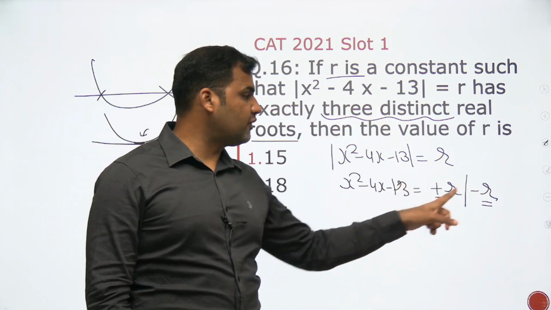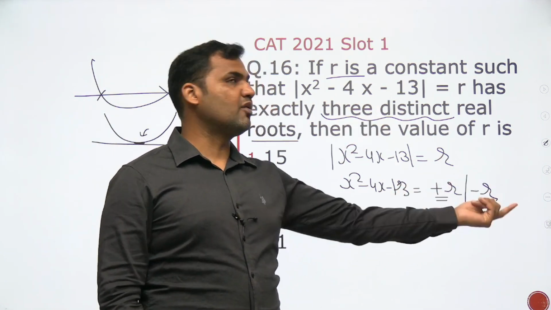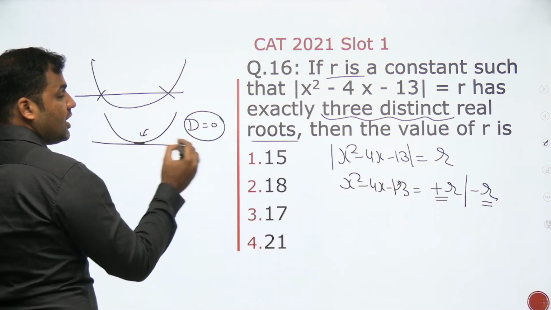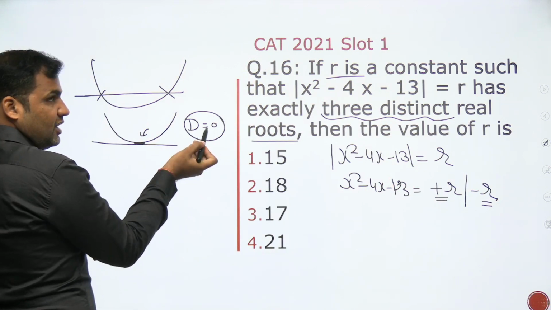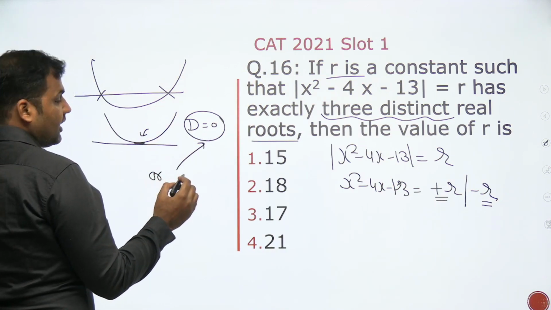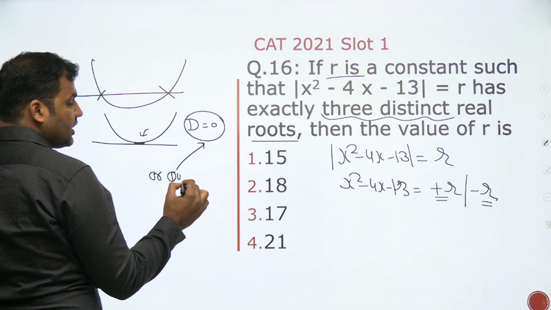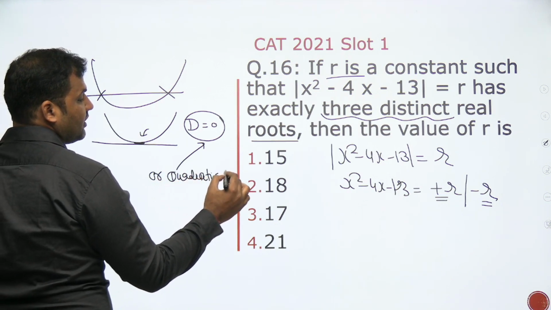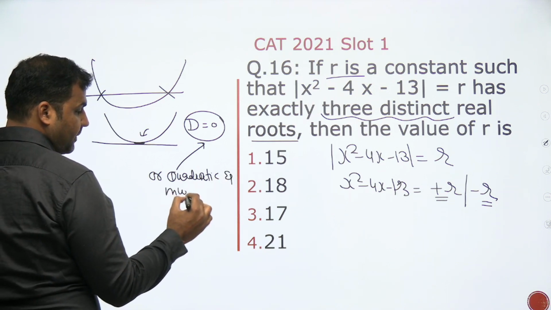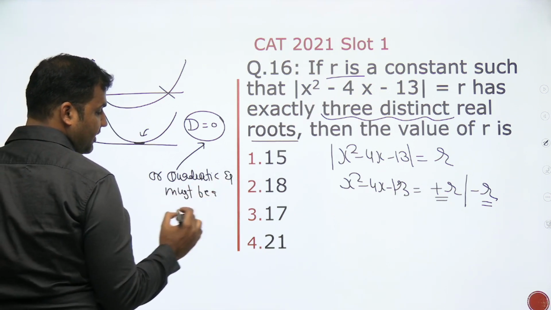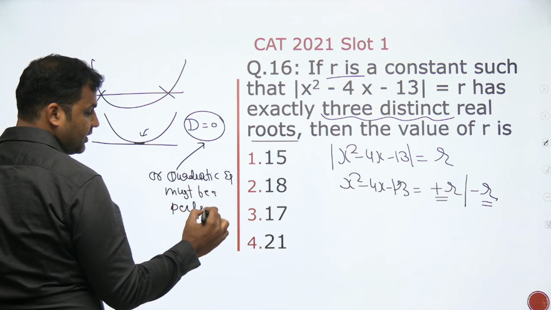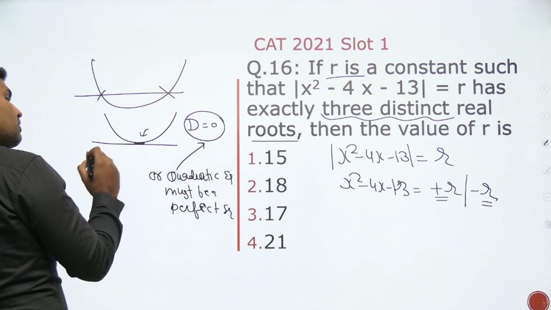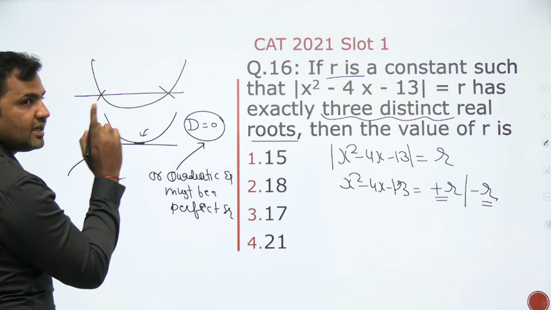That means for one of the values of R, either for plus R or minus R, the discriminant has to be equal to 0, or the quadratic equation must be a perfect square. Must be a perfect square, right? Because जब quadratic equation perfect square होगा तो ग्राफ ये बनेगा तो इसका रूट एक ही आएगा.